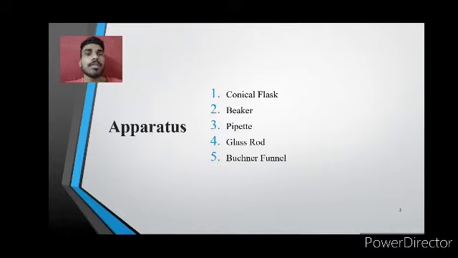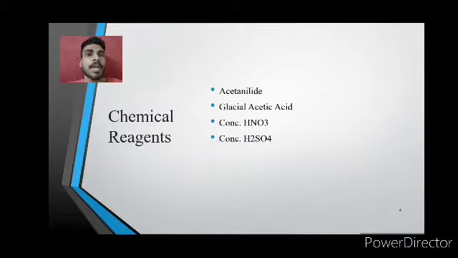The apparatus which we are going to use for this synthesis are conical flask, beaker, pipette, glass rod and Buchner funnel. First of all, we have to wash all the apparatus with distilled water and dry it properly. The chemical reagents which we are using in this synthesis are acetanilide, glacial acetic acid, concentrated nitric acid and concentrated sulfuric acid.